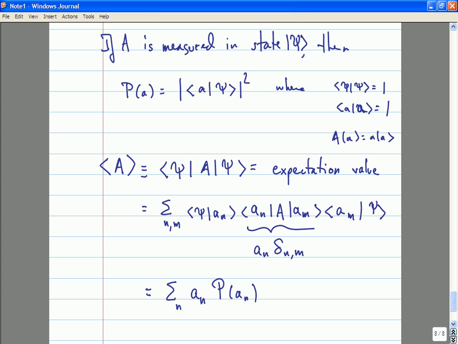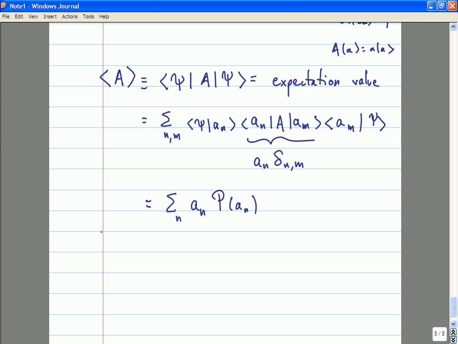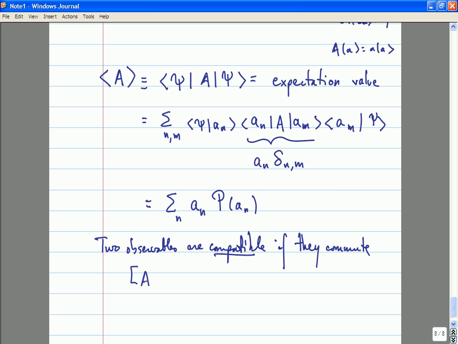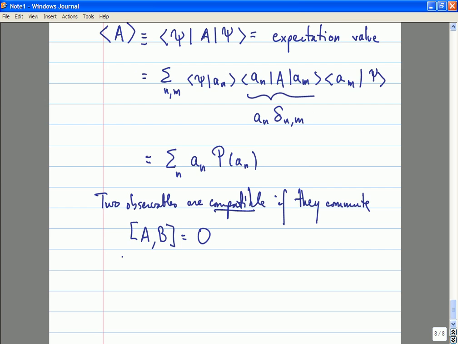Now, two observables are said to be compatible if they commute, so that, for example, A and B would be compatible only if the commutator AB minus BA is equal to 0. And in this case, they can be simultaneously diagonalized.